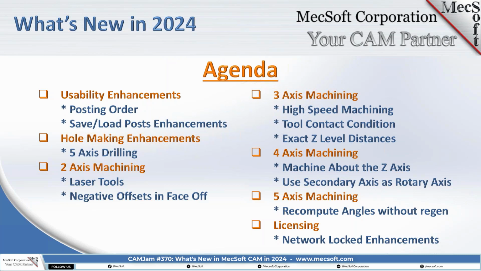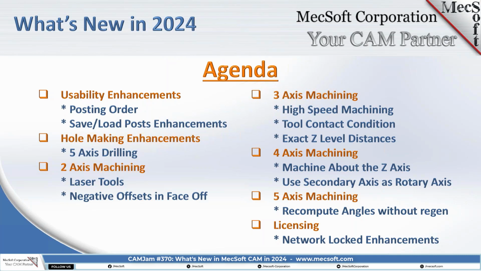Regarding the features we're going to be talking about, we're starting out with usability enhancements. We'll talk about posting order changes that we have done, and save and load post enhancements that come directly from a lot of customers' experience with our existing feature for loading and saving posts. Then we'll jump into the hole making enhancements, and we'll talk about 5-axis drilling, a new method that has been introduced.